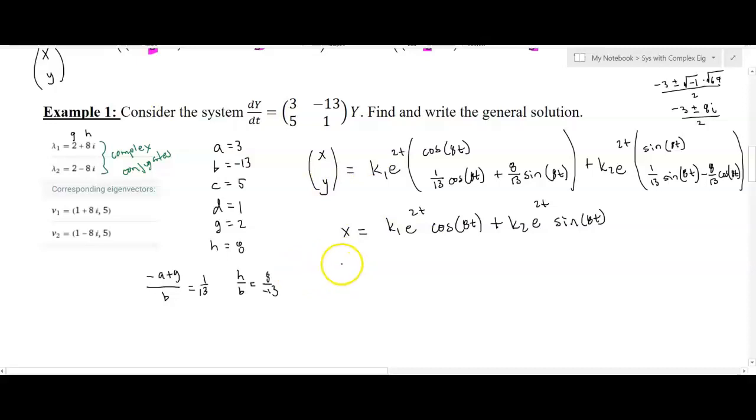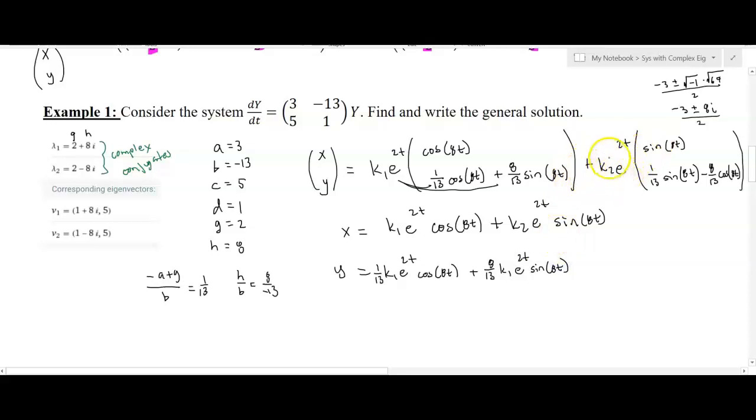And the bottom component is going to be a little longer. It's going to be y equals, now k1 e to the 2t gets distributed to both terms here in the parentheses. So k1 e to the 2t, well, the 1/13th I'll factor out, 1/13th, and this is cosine 8t, that's the first term. Now distribute to the second term, that's going to be plus 8/13 k1 e to the 2t sine of 8t.